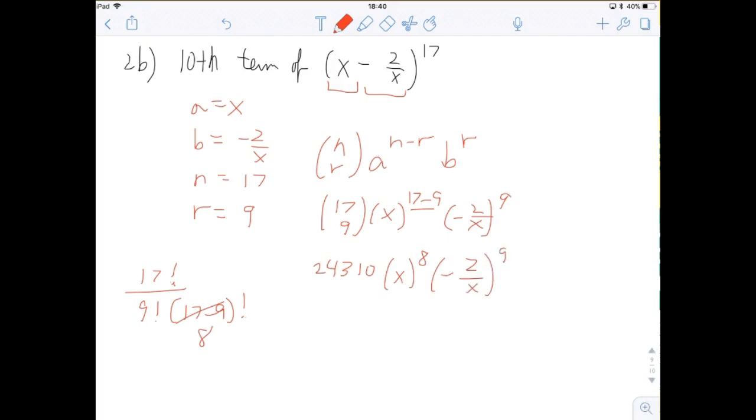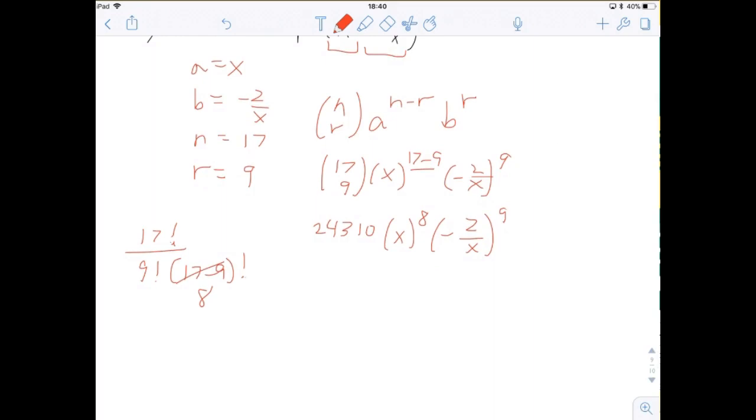and negative 2 over x to the 9th. And now remember, we're going to take the 9 and we're going to distribute it to both the 2 and the x and the negative sign. So when you do negative sign to the 9th, do you end up with a negative or a positive? Well, if it's an odd number, if you multiply a negative times itself an odd number of times, you'll end up with negative, right? So we'll end up with a negative here times 24,310, x to the 8th. I don't need the parentheses anymore because there's only one thing in the parentheses. I've already taken care of the negative.